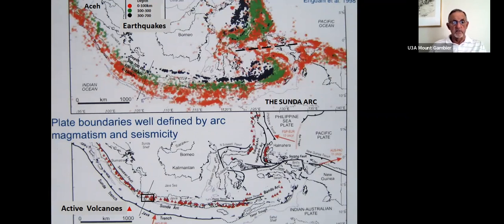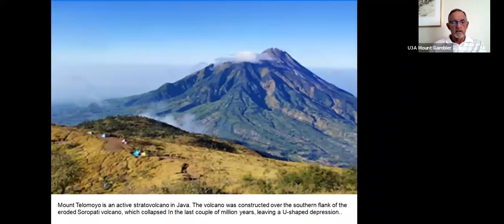Some of those boundaries are shown on the lower diagram, again illustrating the active volcanoes. And many active ones in Sulawesi, on the northeast arm of Sulawesi and up through the Philippines, and the Spice Islands to the east. Those typical stratovolcanoes in Java, they're called stratovolcanoes because they effectively build up strata, you might say.